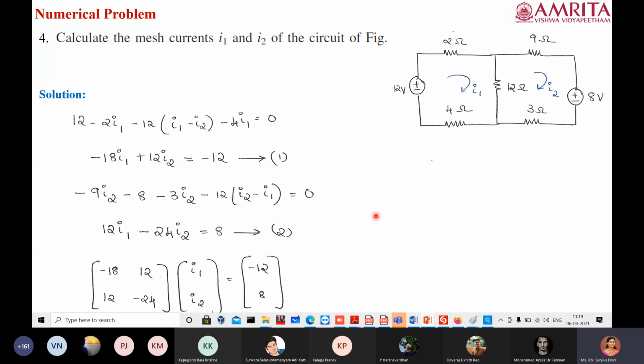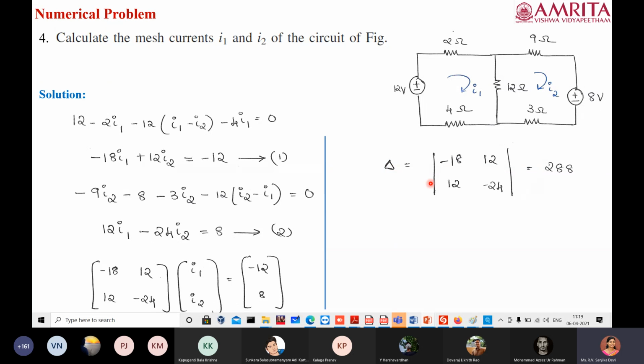Now we have to find three elements. One is called delta. This delta we obtain by taking the determinant of this matrix. So you can just note it down. Maybe for DC circuits we will not use it, but for AC circuits we have to use it. So the first step is finding delta, taking the determinant of the matrix.